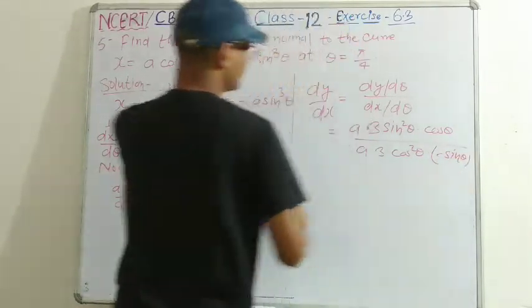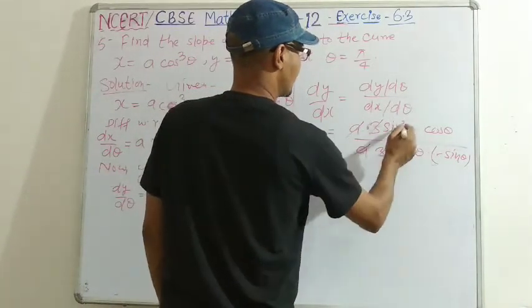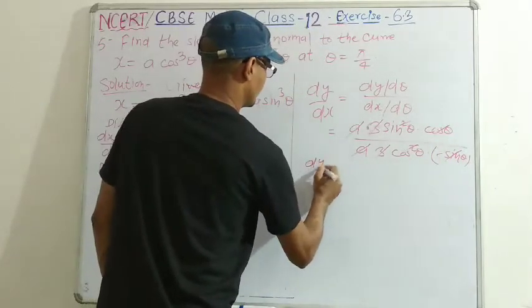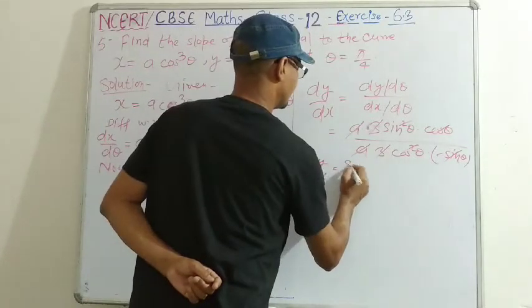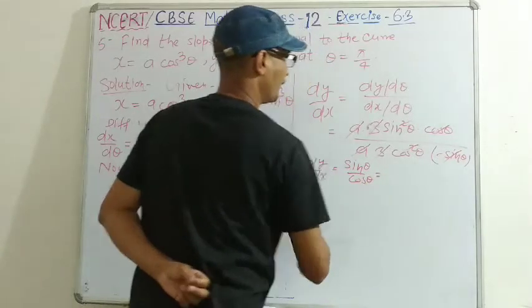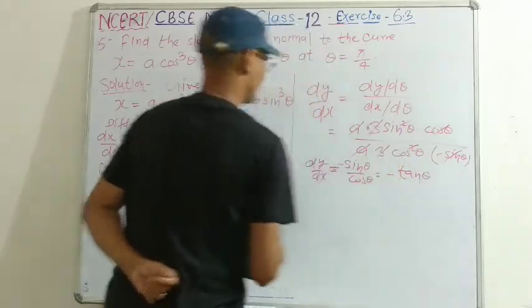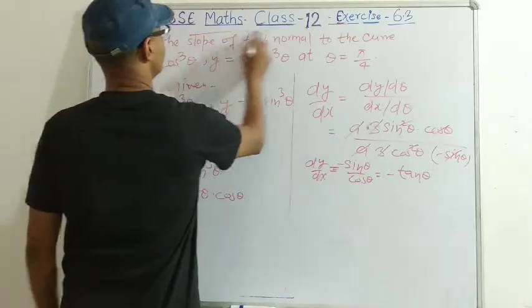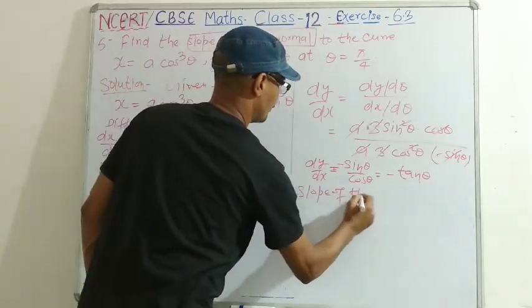We place the values: a cancels, 3 cancels, sin squared with sin cancels, cos theta cancels. So dy by dx is equal to sin theta by cos theta, that means, and minus is here, minus tan theta. So dy by dx is minus tan theta, and we will have to find this slope of the normal.